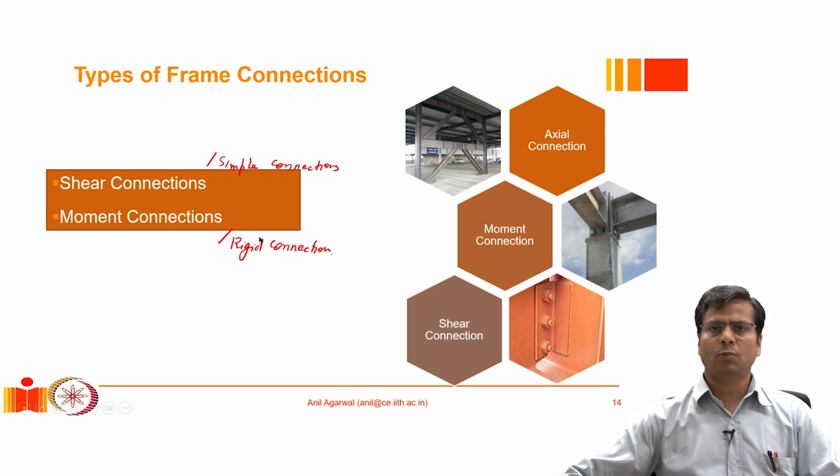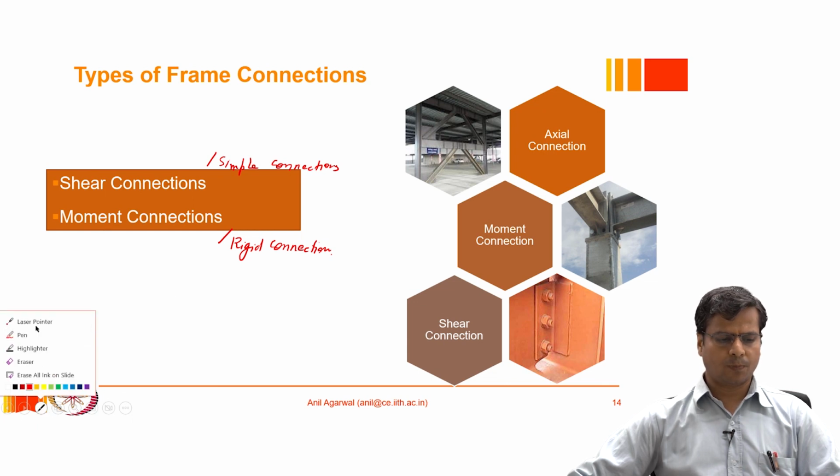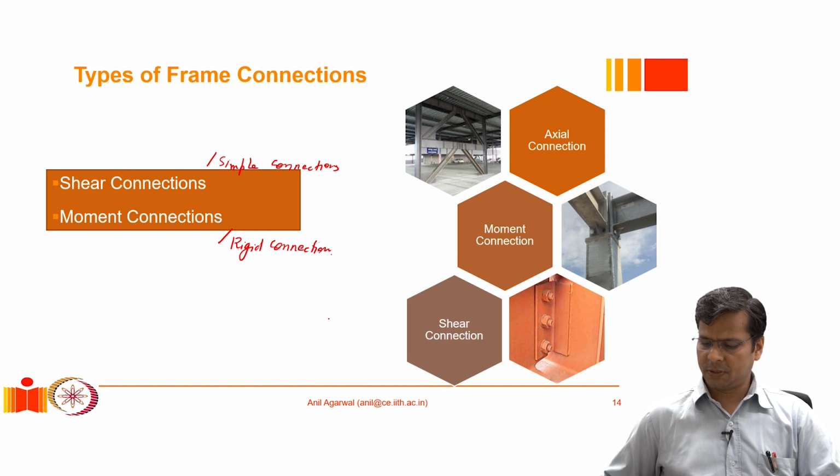So why is a frame with moment connections able to resist lateral loads, but a frame with shear connections is not able to resist the lateral loads? We can see it very easily through a visualization. I will draw a small schematic here for your assistance.